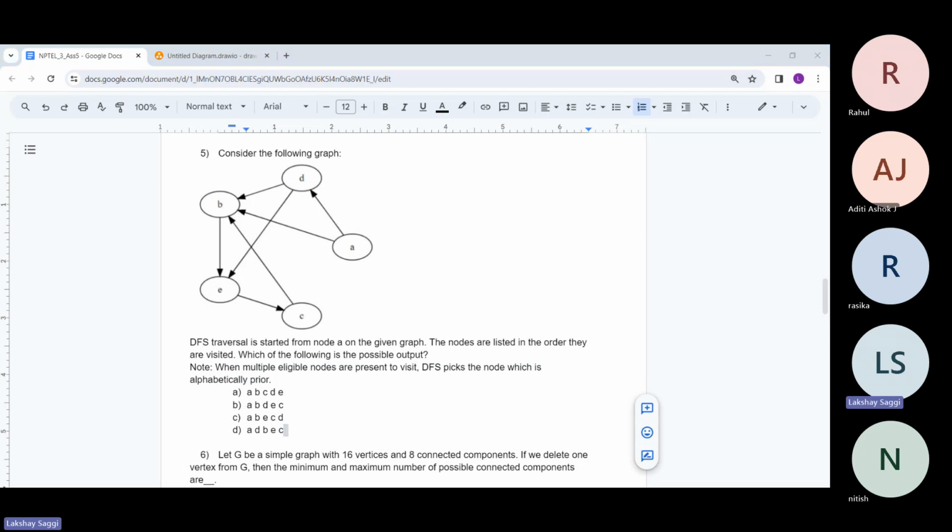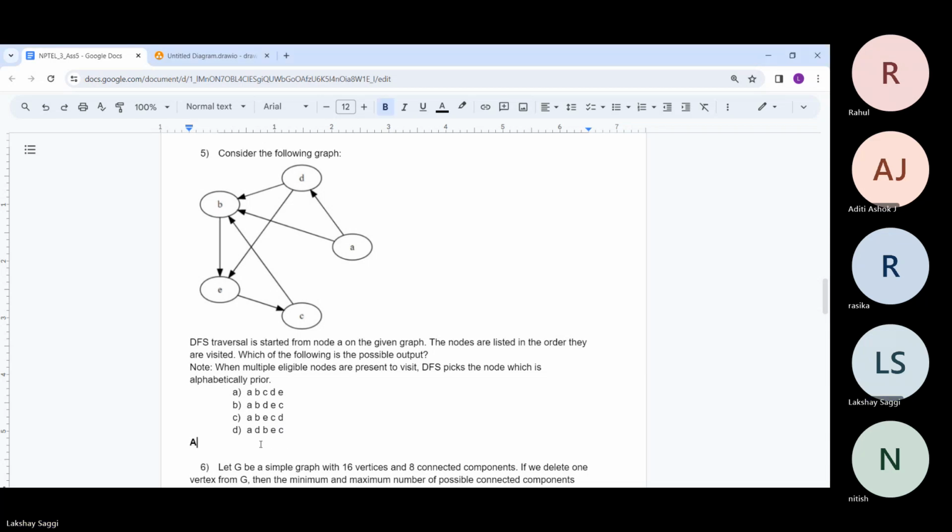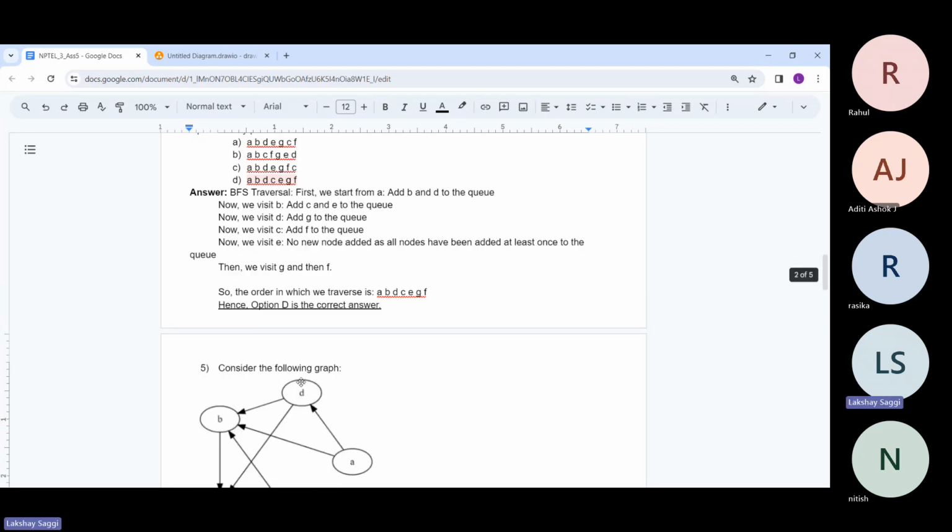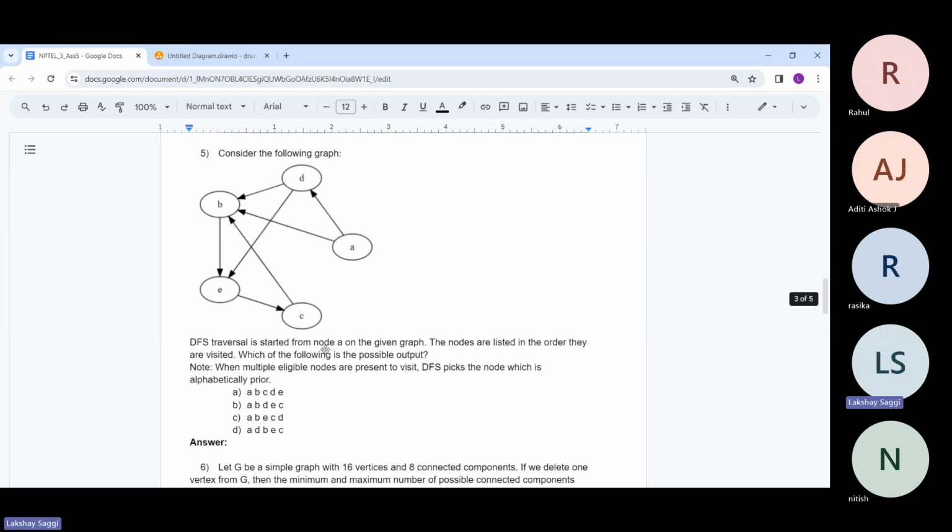But maybe I went a bit fast. Okay, so Rahul has written in chat that the answer should be C. So good job, Rahul. You're correct. But maybe I should just write it down for others also. So how do we do this? Maybe I should just copy this and make some changes.